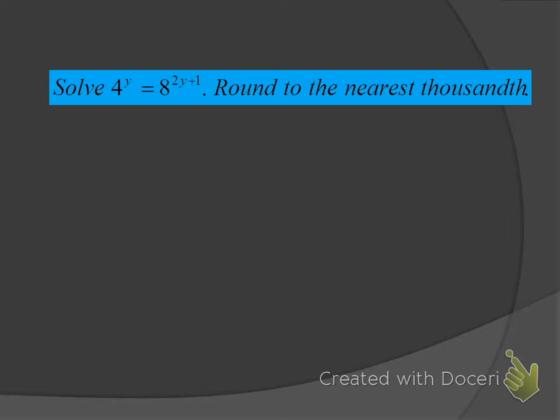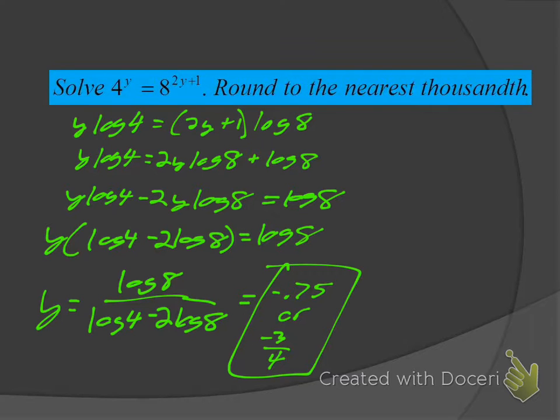All right. You guys have one more. Right here: 4 to the y equals 8 to the 2y plus 1. All right, listen up. There's your work. You should end up, if you did it right, with negative 0.75, which is also known as negative 3/4. Since most of these are going to be decimals, if you left it as negative 0.75, I'll be okay with it.